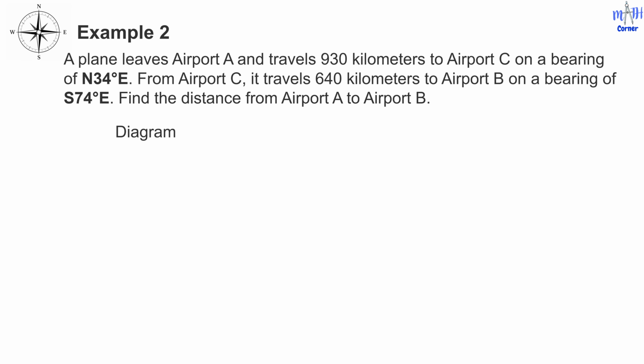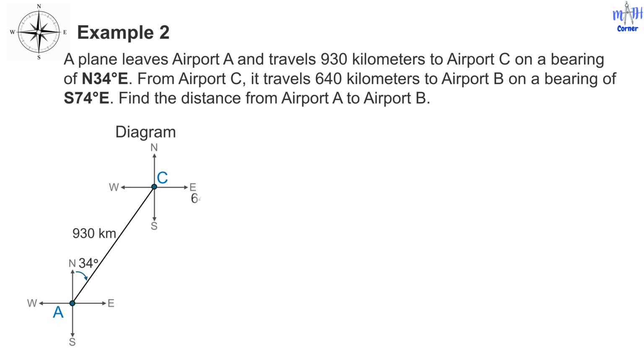First, let's draw the diagram. The plane starts at airport A. From airport A, it travels 930 kilometers on a bearing of north 34 degrees east and reaches airport C. Next, from airport C, the plane travels 640 kilometers on a bearing of south 74 degrees east and reaches airport B. If you look at the figure, the three airports form a triangle.